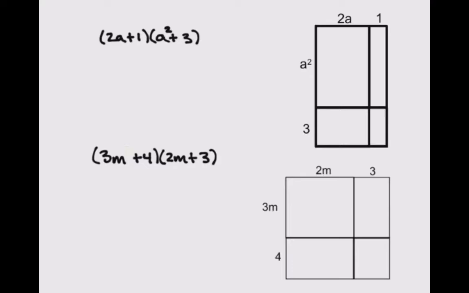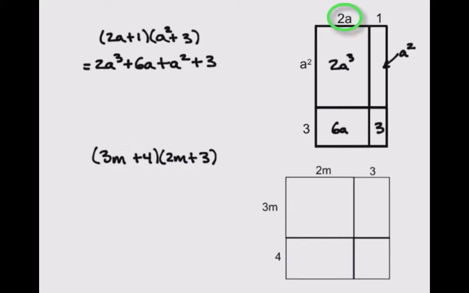This upper left rectangle is going to have an area of 2a to the third power. The lower left-hand rectangle is going to have an area of 6a. The upper right rectangle is going to have an area of a squared. And the lower right rectangle is going to have an area of 3. And so we find that the total area for this big rectangle is 2a to the third plus a squared plus 6a plus 3.